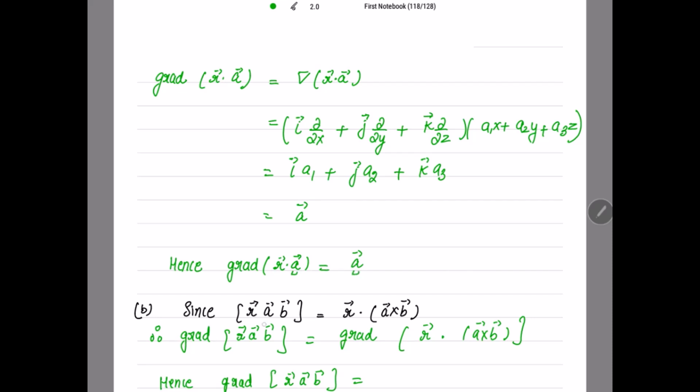Second part, the triple product can be written as, just take this as the first vector, its dot product with the cross product of the other two vectors. Right, this is opened as this. Just remember this result. Now taking the grad of this triple product, which is equal to grad of r dot the cross product of a and b, now see, I'm using result 1, part 1. We know that grad of r dot a is a. So the grad of r dot this will be a cross b. Right? So just use the first part.